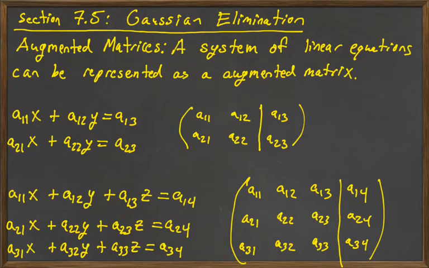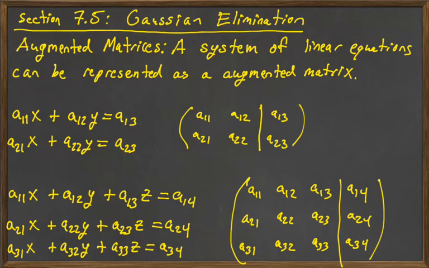Okay, in this video we're going to look at another way of solving a system of equations. This is going to be using something called Gaussian elimination. So the first thing we're going to want to do is write a system of equations as an augmented matrix. A system of linear equations can be represented as an augmented matrix.